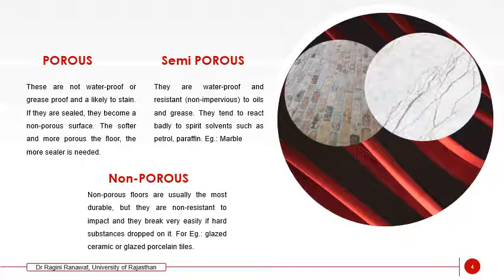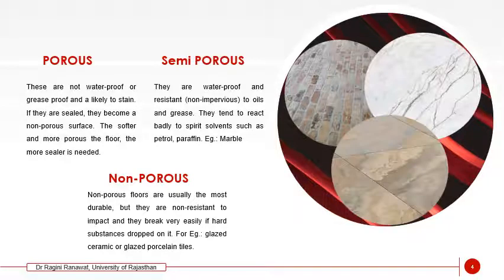Then the third one and the most durable of all is the non-porous floors. Mostly we see the glazed porcelain tiles or the glazed ceramic tiles. These are the floorings which come under the category of non-porous. They do not allow any kind of moisture, stain, grease to enter into them. They are resistant to moisture, water. They are extremely durable.